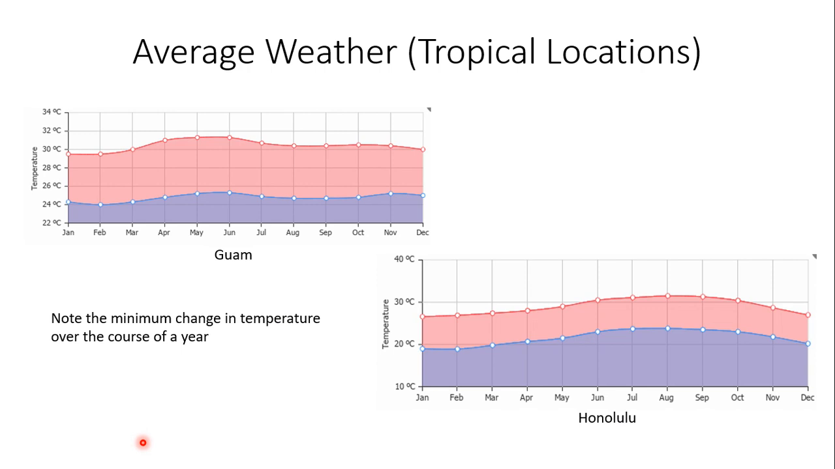Looking at the average weather for tropical locations, I wanted to show you graphically, if we look at two locations, Guam and also Honolulu in Hawaii, how the ranges of these temperatures change throughout the course of the year. Now the blue line represents the average low temperatures, and the red line represents the average high temperatures. The months are located here on the horizontal axis, starting with January, going all the way to December, the end of the year. And on the vertical axis, I have the temperature in degrees Celsius. So let's start with Guam.